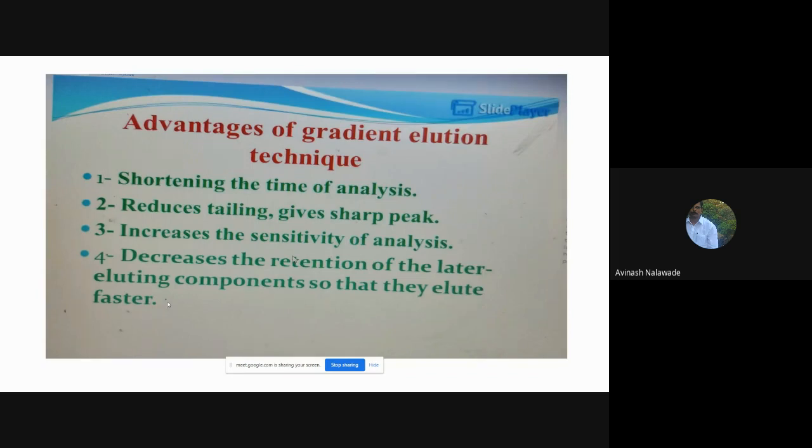When we vary the proportion of the mobile phase, the most important part is the shortening of the time of the analysis. Then it reduces tailing, giving sharp peaks.